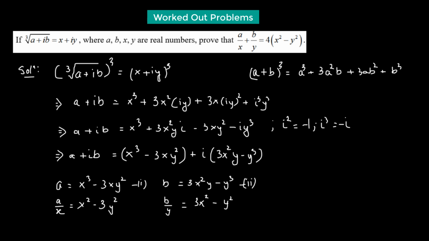Now that we have two new equations, let's add them up. So we have a over x added to b over y, and that gives us, so x squared plus 3x squared will give us 4 times x squared, and we have negative 3y squared added to y squared, so that will give us negative 4y squared. We factor out 4, so that leaves us with 4 times x squared minus y squared, and this is the required proof. Let's go to the next question.